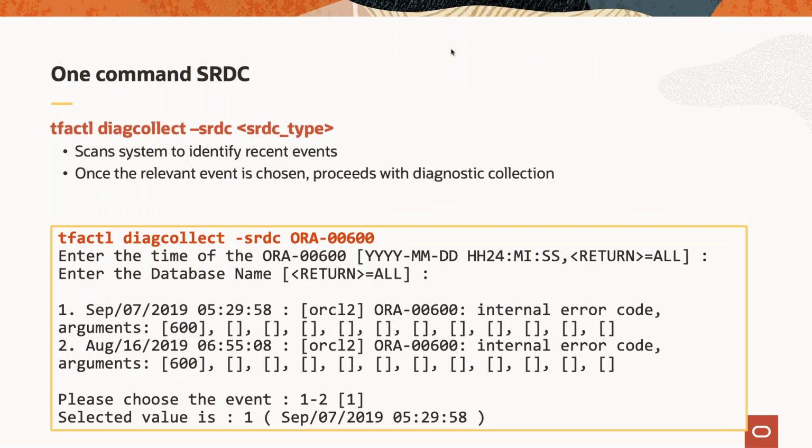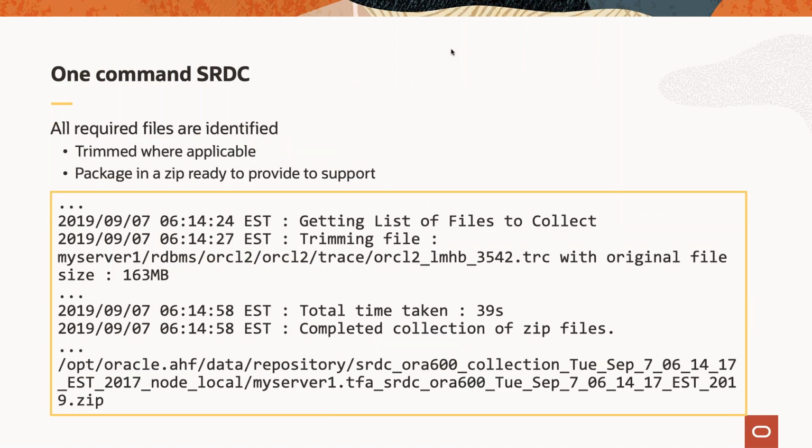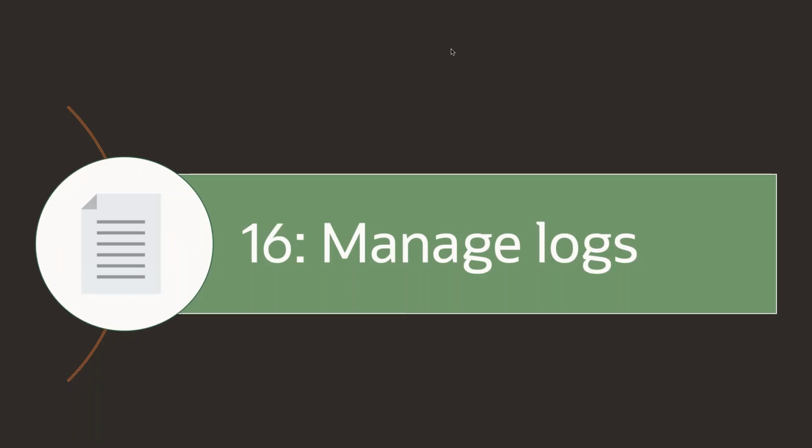Here's an example. I specify an SRDC of ORA-600, and every ORA-600 is displayed. I can pick whatever SRDCs I want, and it uploads everything back. So this is as simple as how you use SRDCs. When you get my presentation, there are more MOS notes on how to call the other SRDCs.